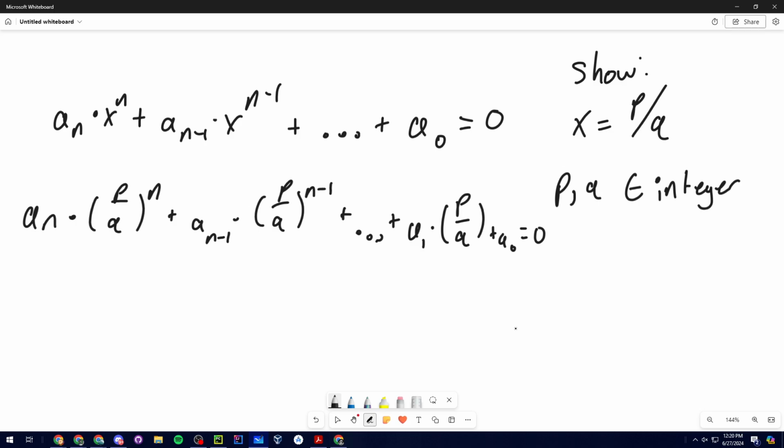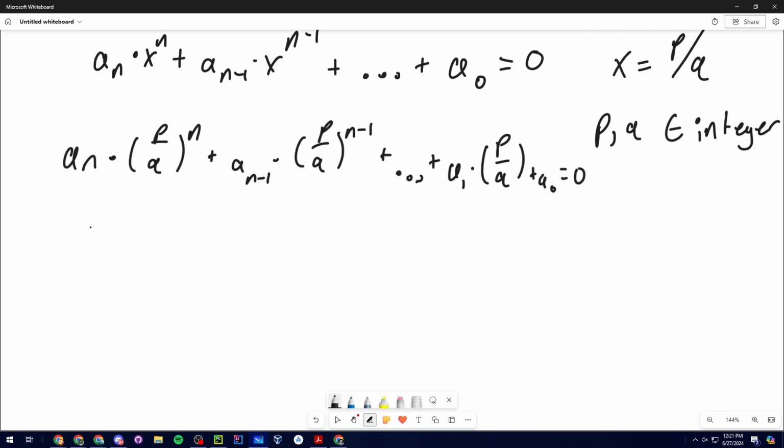So I don't like fractions, so I'm going to turn everything not into fractions, because the other thing with fractions is it's really hard to find if something's divisible by something. So I'm going to multiply everything by q to the n. So we have a sub n times q to the n. We're going to multiply both sides by q to the n, because that's going to cancel all the fractions. Actually, I'm going to write that step here.